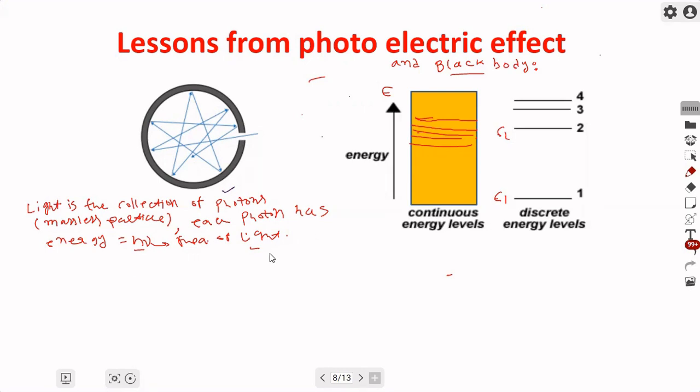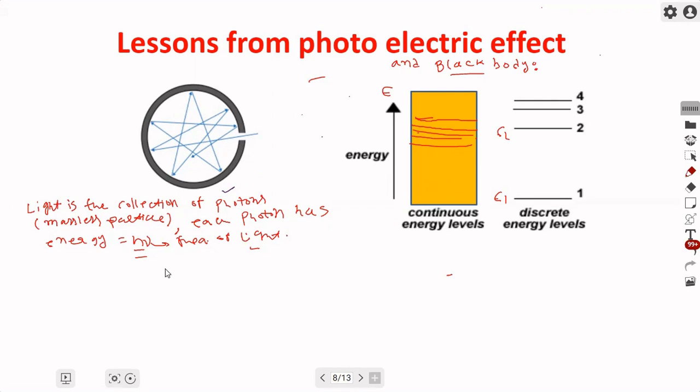A photon can be absorbed or emitted by a species. It's not necessarily an atom or molecule; it can be absorbed or emitted by any body, any species. But again, the minimum energy that a photon can transfer to a body is hν. Nothing more, nothing less.